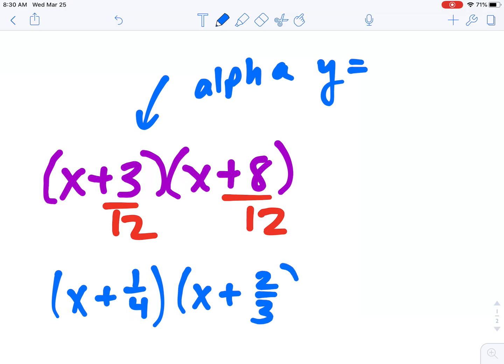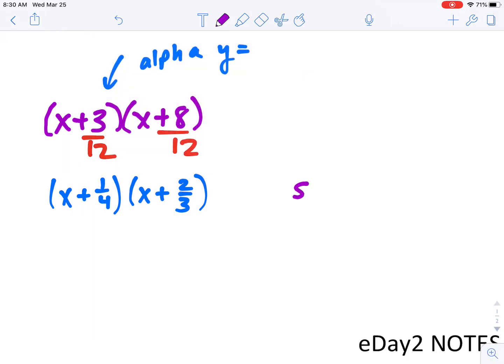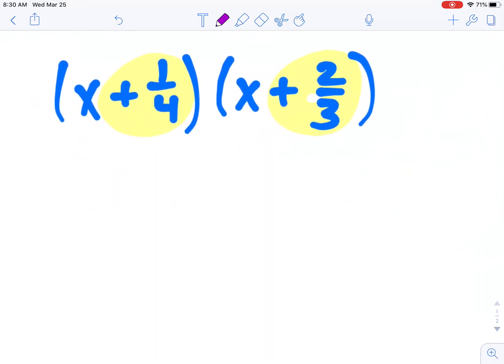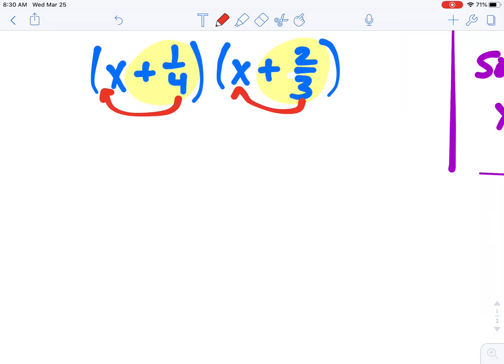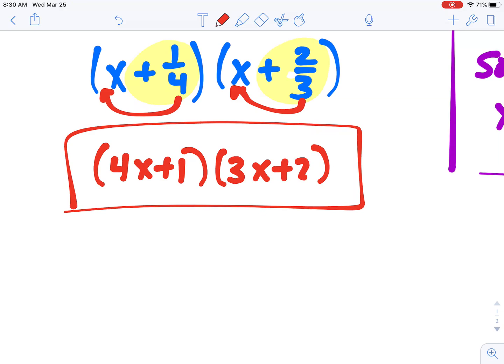So x plus 2/3. Now remember, if the problem wants you to solve it also, it might be easier to get your solved answer here. Just take the opposite. So the opposite of a 1/4 is a negative 1/4. Opposite of 2/3 is negative 2/3. That's your solved answer. We still have to finish our factored form. Factored form always wants us to do our bottoms up. So we have to slide that denominator up, so 4x plus 1 and 3x plus 2. And this is what they would call our factored form.